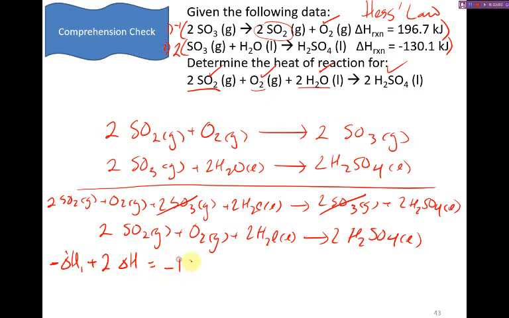plus 2 times the second enthalpy of reaction. That's going to then be negative 196.7 kilojoules plus 2 times negative 130.1 kilojoules. Add that together and you get negative 456.9 kilojoules.